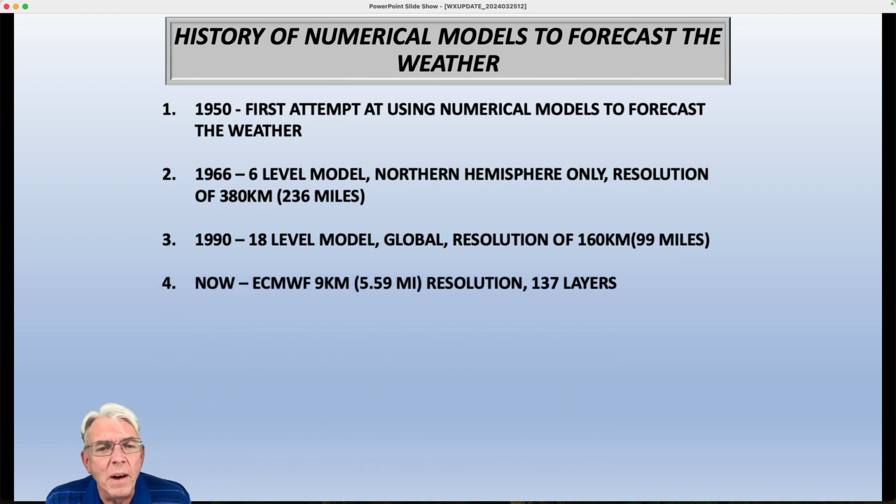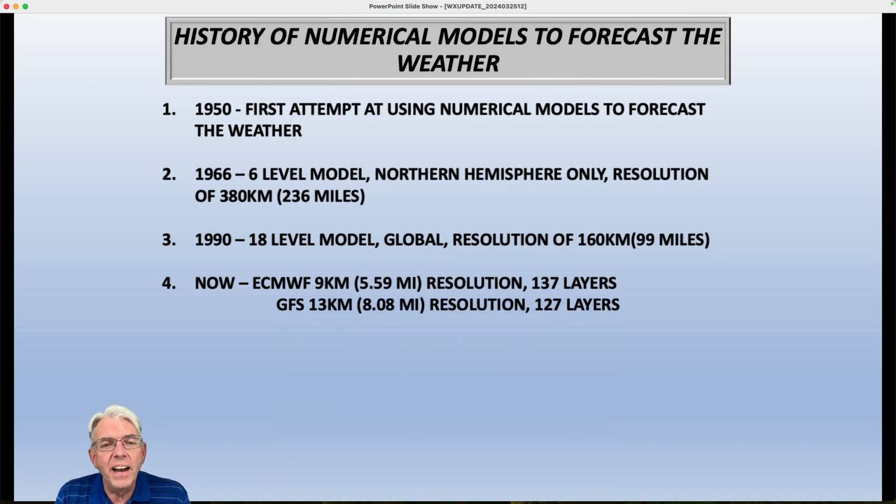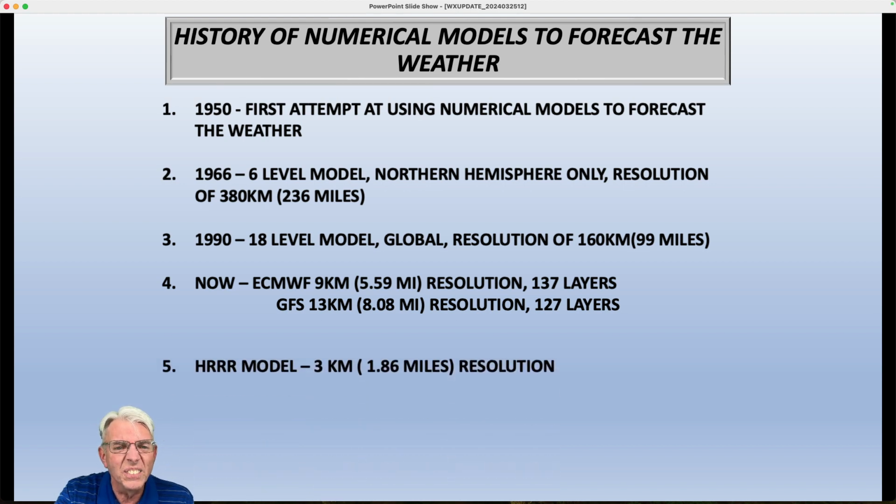Now, the European model runs at a resolution of 9 kilometers or 5.59 miles, and that's the resolution, and it has 137 vertical layers. So look back at that at number 2 there, where you had a 6-level model. Now you've got 137 levels or layers, if you will. The GFS is just slightly worse, but not much. 13-kilometer resolution or 8.08 miles and has 127 vertical layers.